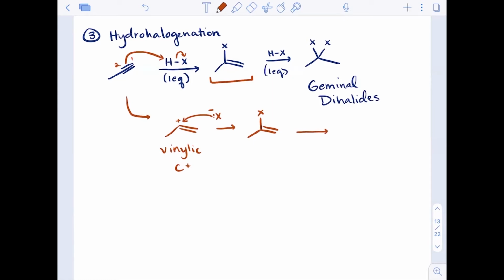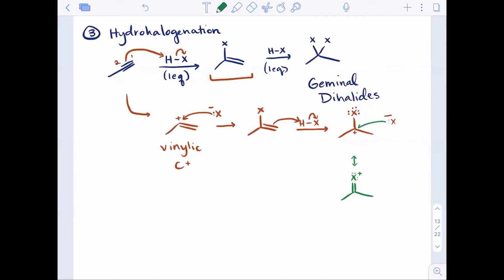Our second equivalent of HX will happen just like before in chapter 8. We do have a carbocation here, but again, it will not rearrange. And the reason why it won't rearrange is because it is resonance stabilized. That halogen that was added first is able to provide resonance stability to that carbocation. Draw that resonance structure right down here. So we do know that that is the most stable carbocation that we have.